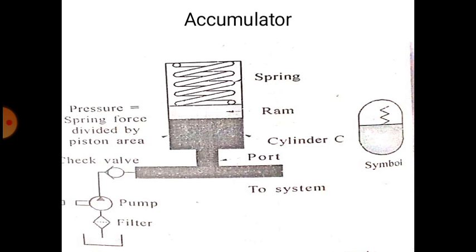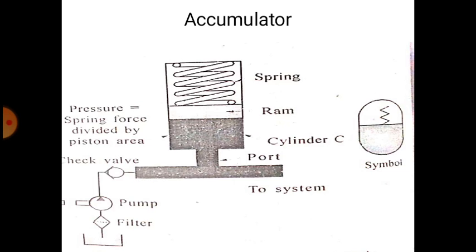You can see in the figure the symbols of the reservoir, filter and pump. After the pump there is a check valve, and after the check valve we fit the accumulator, and the same pipeline continues towards the direction control valve and to the actuator. Pressure is equal to spring force divided by piston area. Force divided by area is nothing but the pressure.